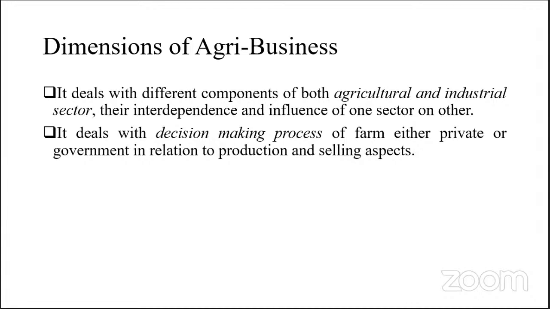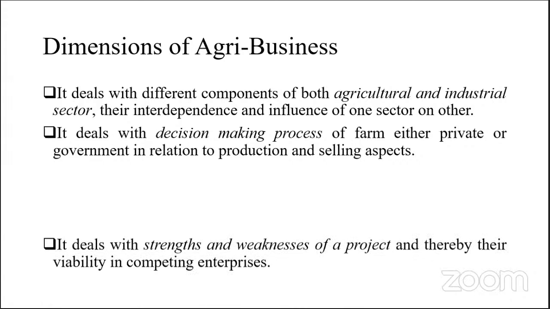So the next point is that it deals with the decision making process of a firm, either private or government, in relation to production and selling aspects. Decision making in the sense of selling activities to private or public, that is nothing but government entry or private entry, for the products to get the income. So this circulation of income, to whom they have to sell the products, that is the biggest question to be raised. This question is answered by means of agribusiness.